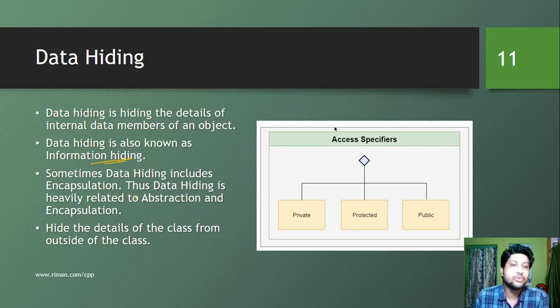Sometimes data hiding includes encapsulation. Thus, data hiding is heavily related to abstraction and encapsulation. From the previous slides, we have already understood that data hiding is one of the important concepts of abstraction as well as encapsulation. And data is actually managed by access specifiers within the class. So there are three different access specifiers: private, protected, and public.